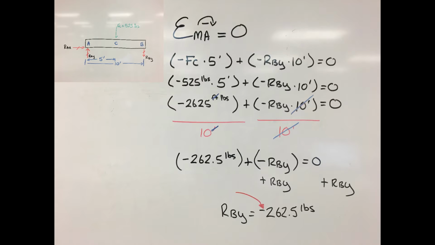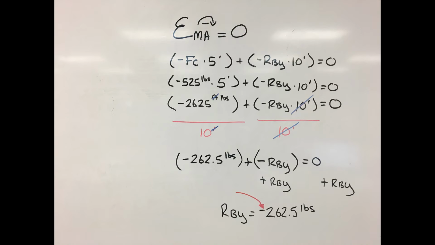At this point, we want to get RBY by itself. So if we divide each side by 10 feet, the 10 feet cancel out on the right and the feet cancel out on the left. So I'm going to have to divide negative 2,625 by 10 and I get a negative 262.5 pounds plus a negative RBY equals 0. Again, I want to get RBY by itself, so I'm going to add a positive RBY to the left side of the equation and add a positive RBY to the right side of the equation, and I get an answer of negative 262.5. RBY equals negative 262.5. What does that mean?